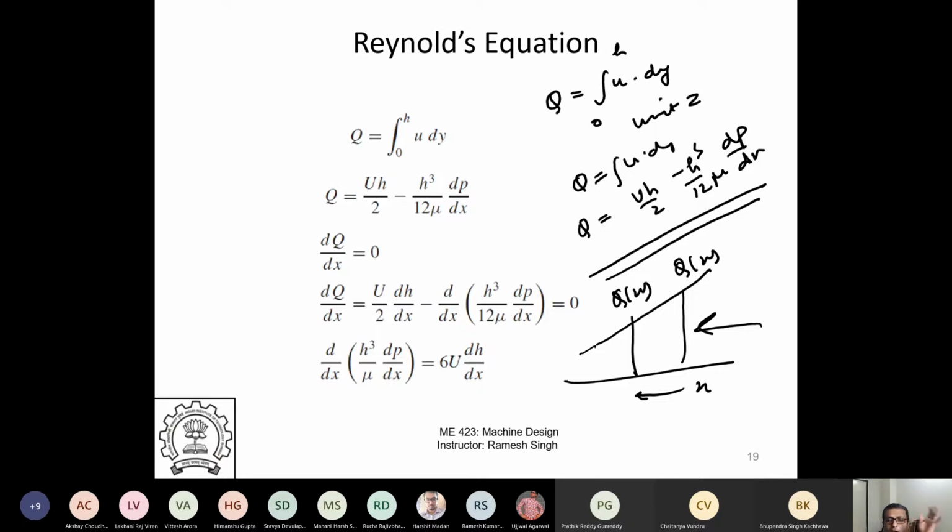Any questions? You can type in that or talk to me or type in the chat box. Will there be a change in the flow, assuming this is incompressible? Anybody? Will there be a change in the flow? Yes or no? Will Q be constant as it flows through x? Yes or no? Somebody?